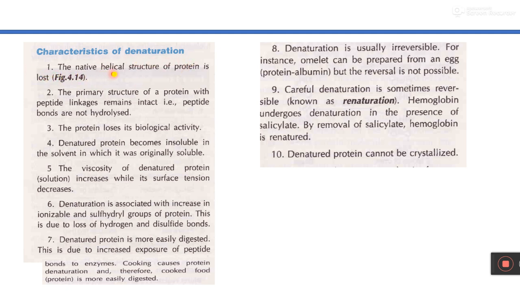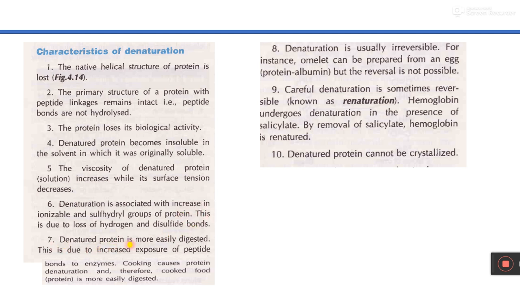In denaturation, the native helical structure of protein is lost, and the primary structure of the protein with peptide linkage remains intact. That is, peptide bonds are not hydrolyzed. The process in which peptide bonds are hydrolyzed is degradation of protein. In denaturation, the protein loses its biological activity. Another important characteristic is that denaturation is associated with an increase in ionizable and sulfhydryl groups of the protein. This is due to loss of hydrogen and disulfide bonds.